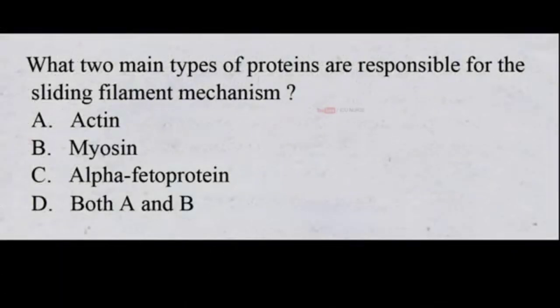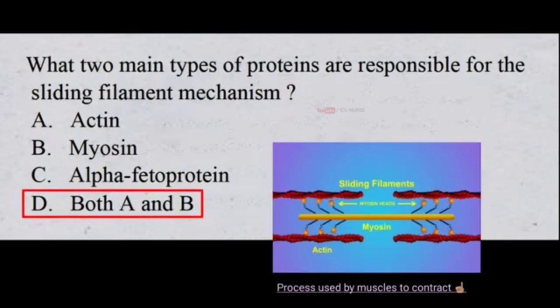What two main types of proteins are responsible for the sliding filament mechanism? A. Actin. B. Myosin. C. Alpha fetoprotein. D. Both A and B. And the correct answer is D. Both A and B. The sliding filament theory explains the mechanism of muscle contraction based on muscle proteins that slide past each other to generate movement. Actin and myosin are the proteins responsible for sliding filament mechanism.